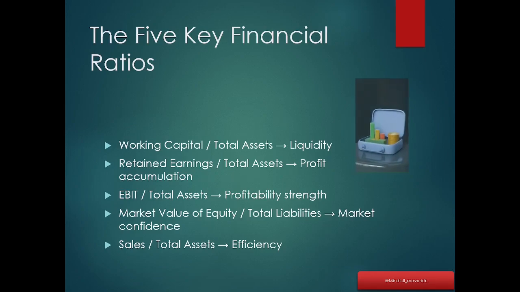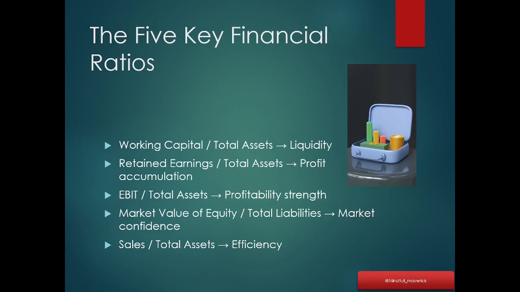Here are the 5 financial ratios. The first one is working capital by total assets. This shows the liquidity of the firm. Second is retained earnings by total assets. That is the profit accumulation of the firm. Third is EBIT by total assets. It shows the profitability strength of a firm. Fourth one is market value of equity by total liabilities. It shows the confidence of the market in the firm. The last one is sales by total assets. That shows the efficiency of a firm.